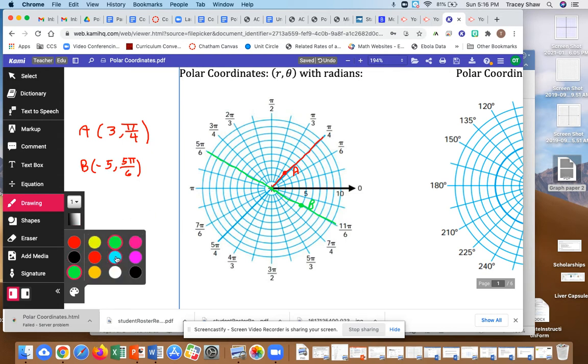Now let's look at one more point. Let's say we have point C, and I don't really want blue since my graph is blue. Let's do green. So let's say that C is (0, pi over 3). And I want to graph this point. Well, we know where pi over 3 is. Pi over 3 is in the first quadrant.